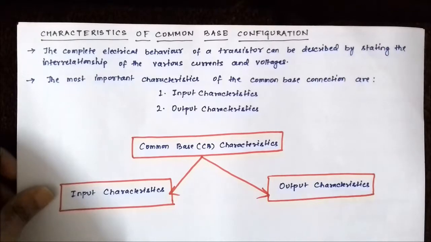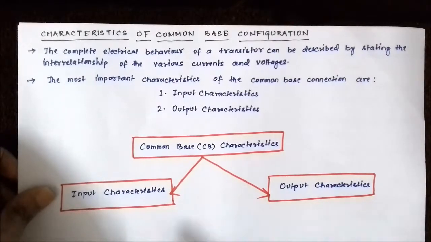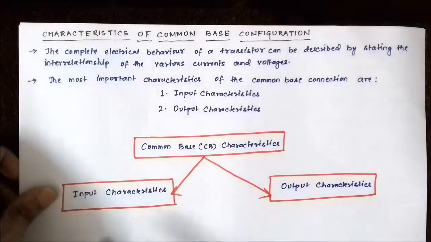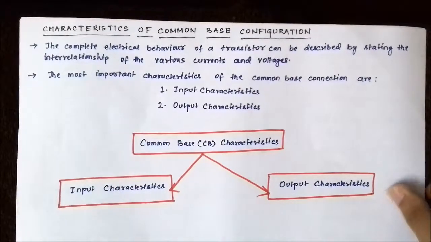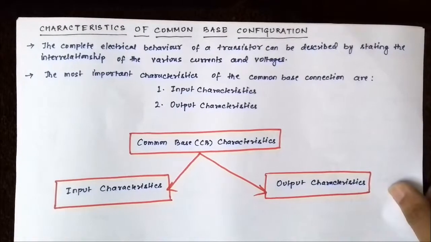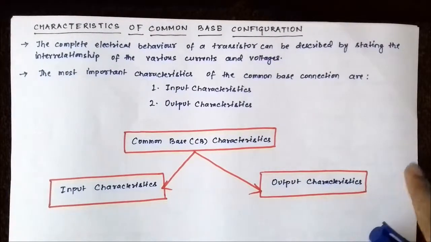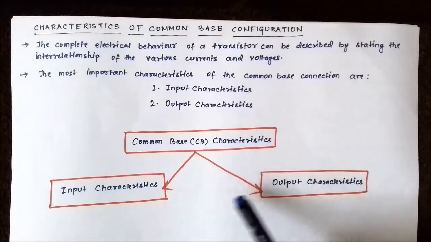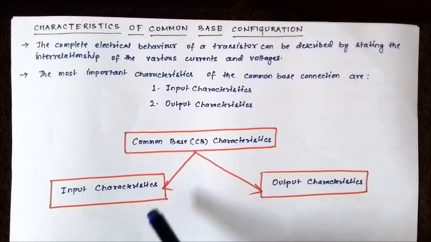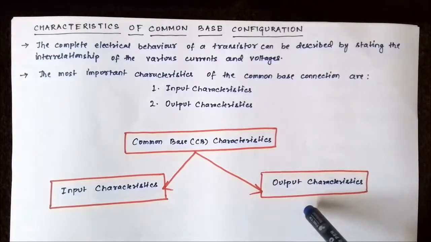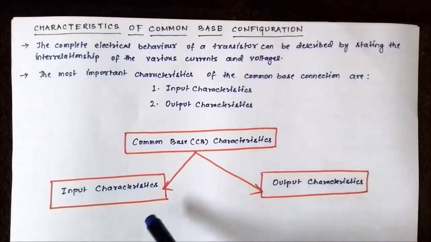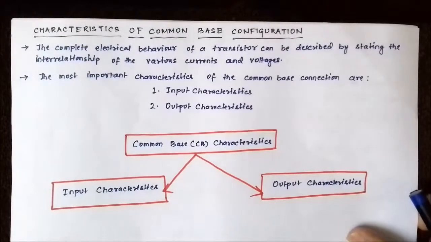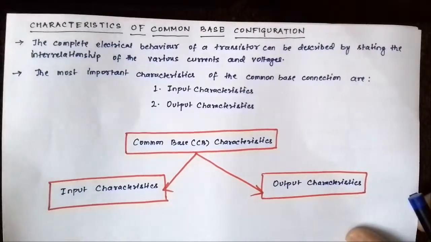So obviously for the input terminal or the input junction, we will have the input characteristics, which will be a plot between the input current and the input voltage, and the output characteristics for the output terminal or the output circuit, which will be a plot between the output current and the output voltage. So the common base configuration characteristics is of two types, the input characteristics and the output characteristics, and we will discuss each one of them separately. So first we will discuss the input characteristics.